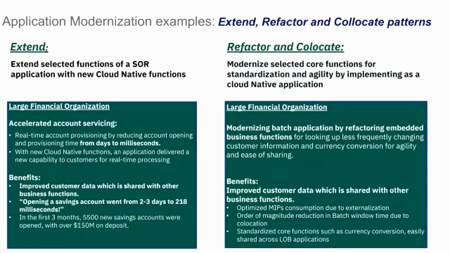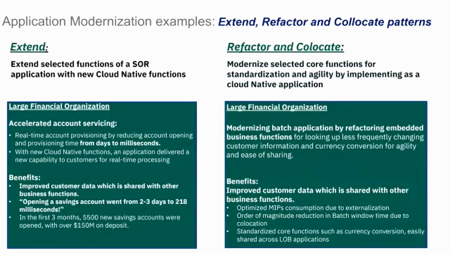A couple of other scenarios looking at extend, refactor, and co-locate. Extend: we had a large financial organization, and they provided accelerated account services, so real-time account provisioning by reducing account opening and provisioning time with new cloud native functions, so calling out to cloud native applications.